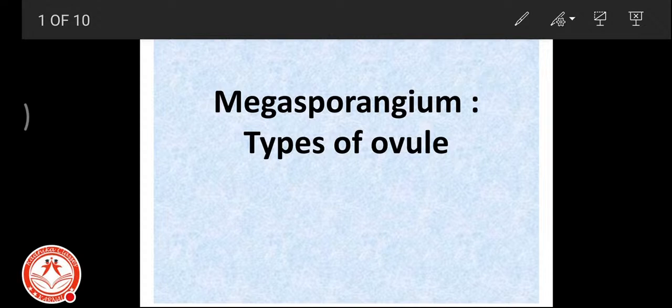Today we are going to discuss a very important topic for the NEET exam. It is a topic from the chapter plant reproduction, that is Megasporangium or the types of ovule. As this topic is not given in your NCERT book, it is not for the CBSE point of view, but only for the NEET exam, and for the NEET exam this is a very important topic.